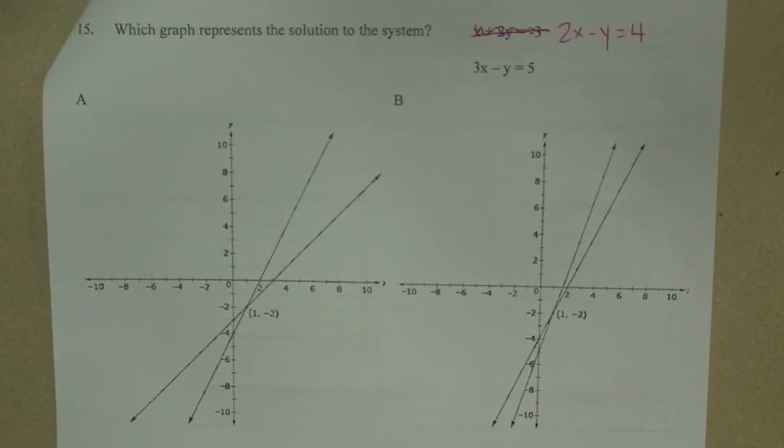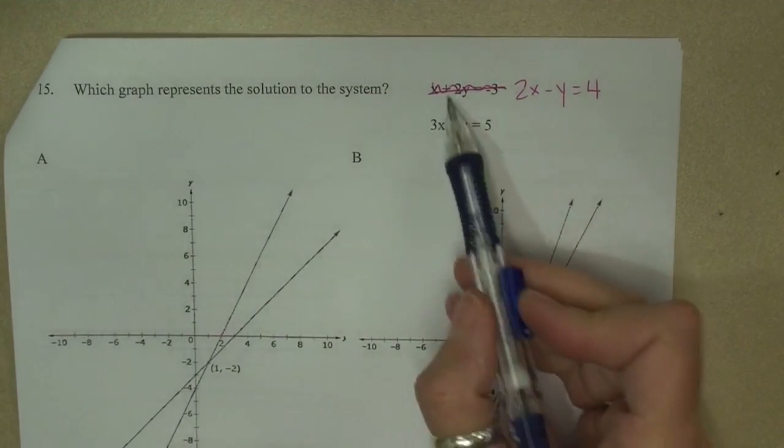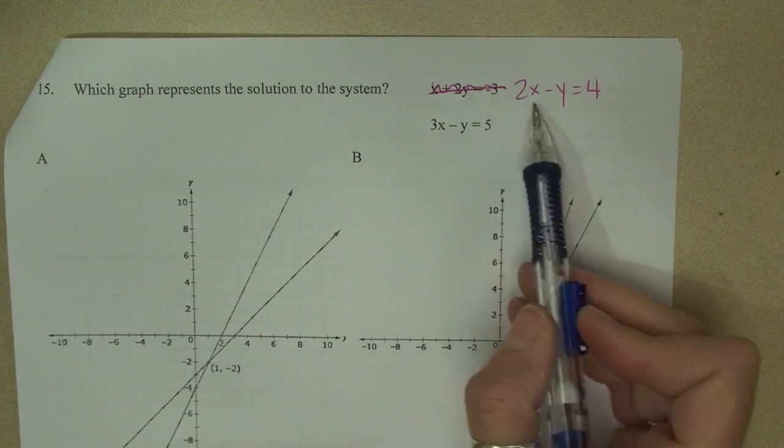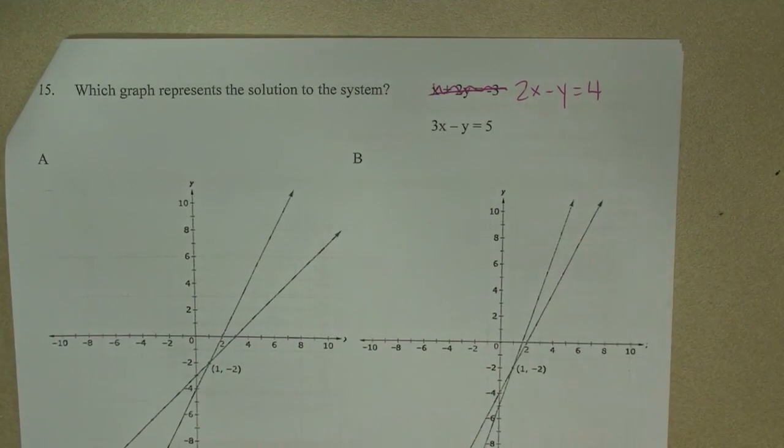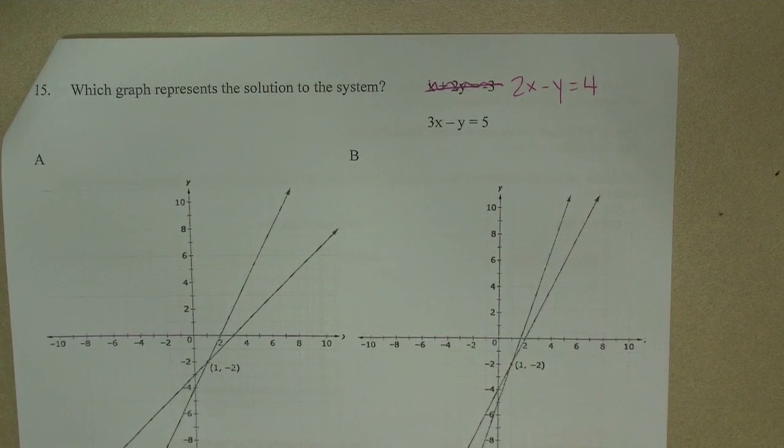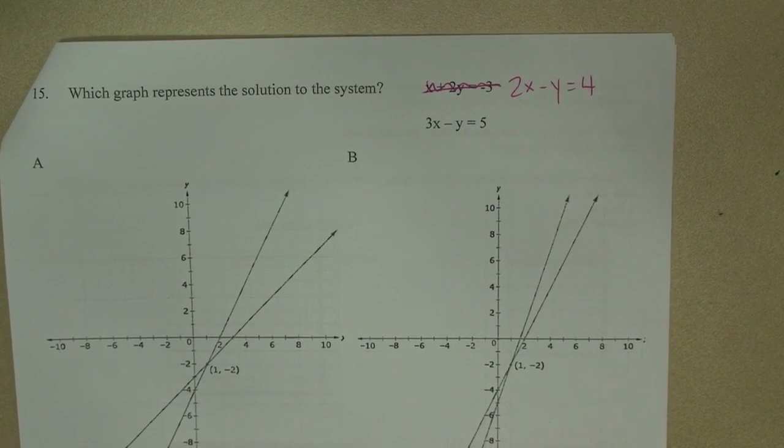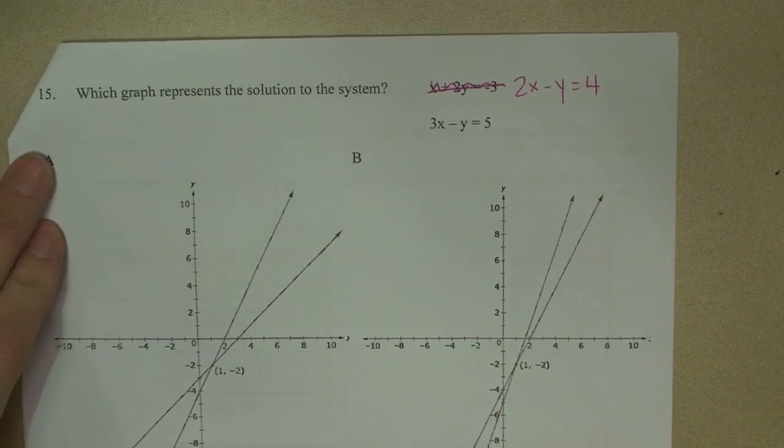Number 15, I can't even fit it all on one screen, but I did want to remind you that you were supposed to scratch out that top equation and write 2x minus y equals 4. The easiest thing to do here is to solve both things for y, and that way you know the y-intercept and the slope. Now we don't like to do that. That's okay. You don't have to like it. Just have to know how to do it.